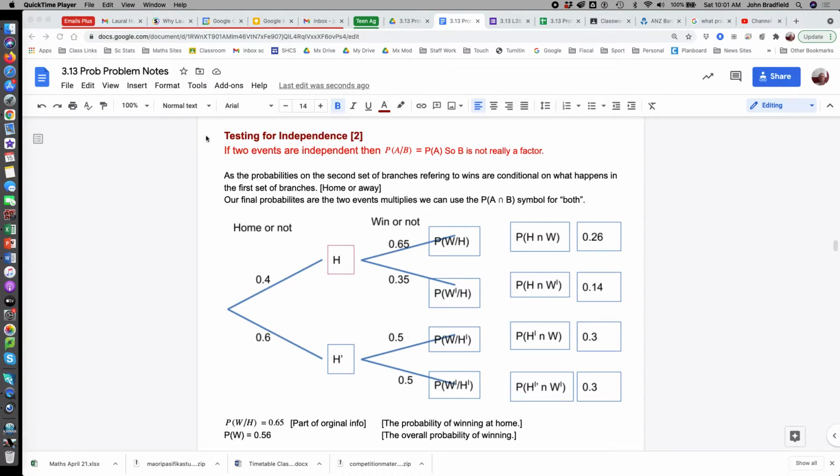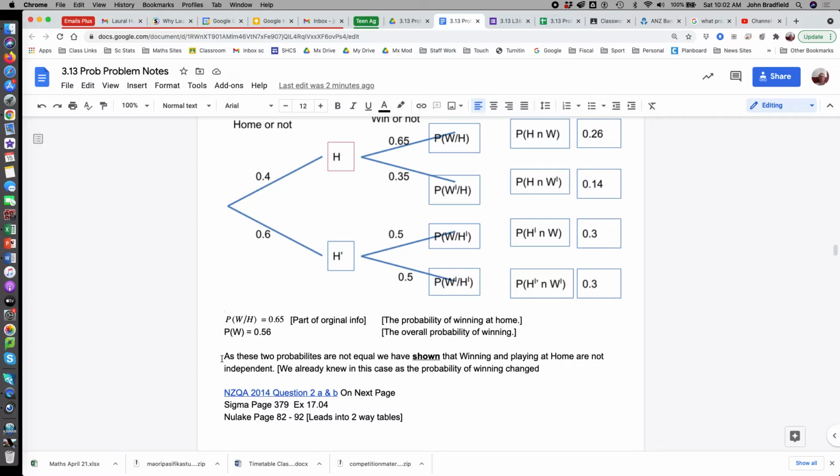Now, if the question is, and this has come up in exam questions, are the two things, being at home and winning, independent? Now, the short answer is no, because the probability of winning changes whether they're at home or not, so it's clearly a factor. This team does win 65% of their games at home, whereas they only win half their games when they're away from home. So on one level, we can answer it like that.